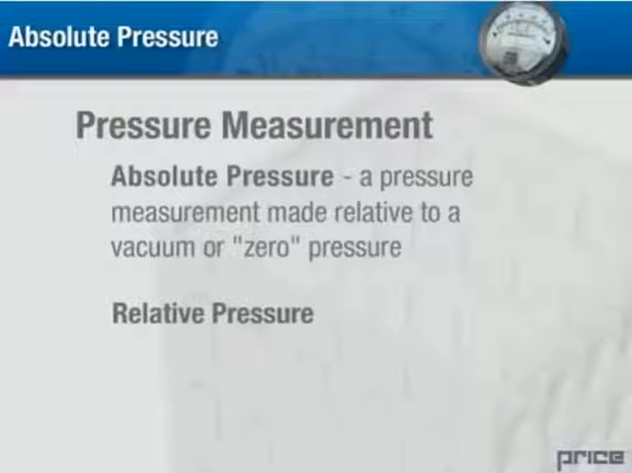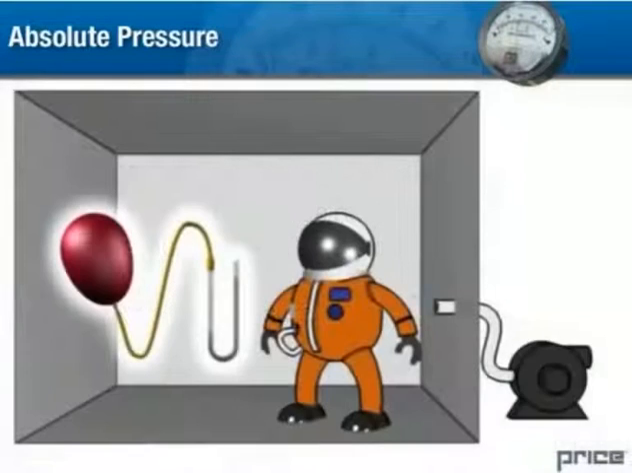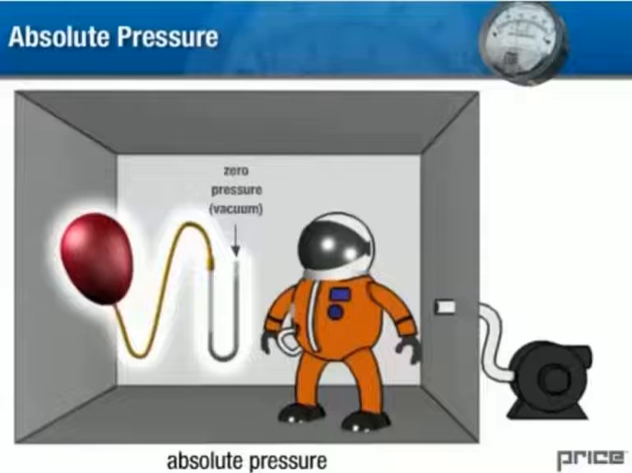To make this measurement, you could extract all the air out of a room and measure your pressure source with a U-tube or inclined manometer. Because there is no pressure remaining in the room to act on the opposite side of the manometer, it would give you an absolute pressure measurement.